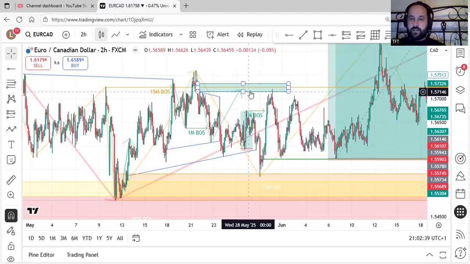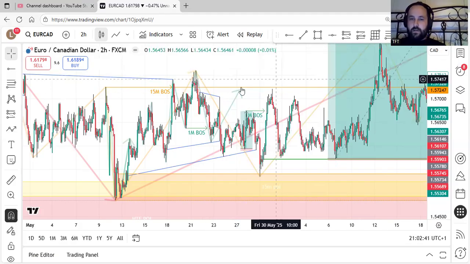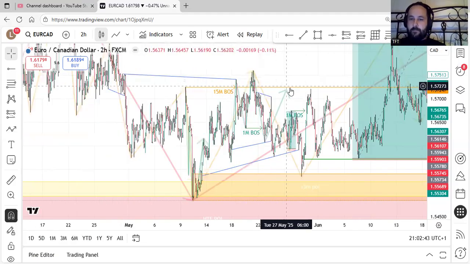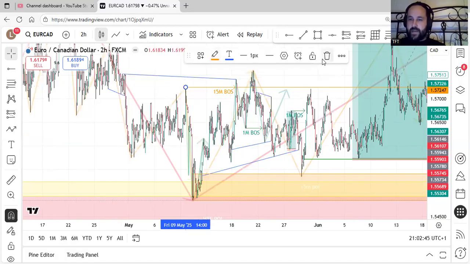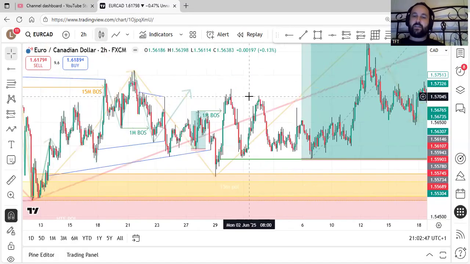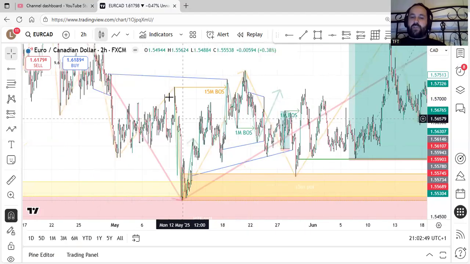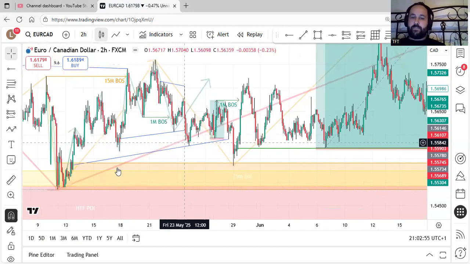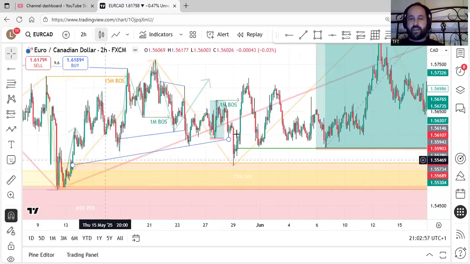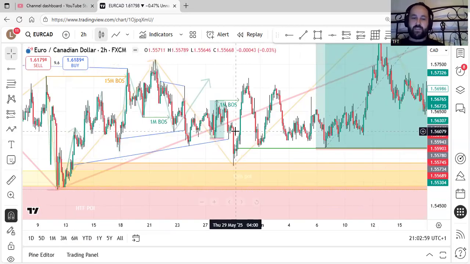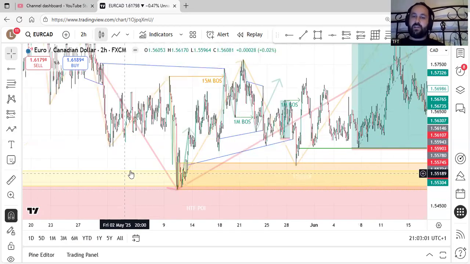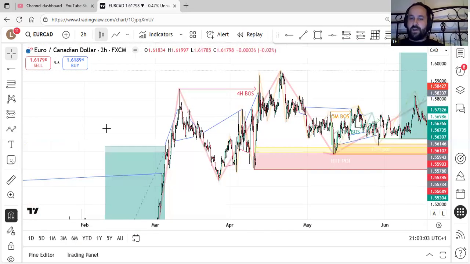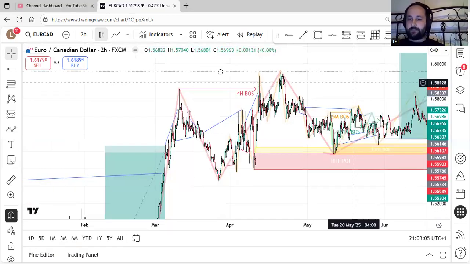I'll delete that anyway. But yeah, that's the basics of the 4, 15 and 1, and how I'm trading now. Like I say, it's all the same confirmations. I'm still waiting for a 15-minute break. I'm still using imbalance, with the addition of trend lines and liquidity sweeps into zones, and I'm still always aware of where I am in the higher time frame.